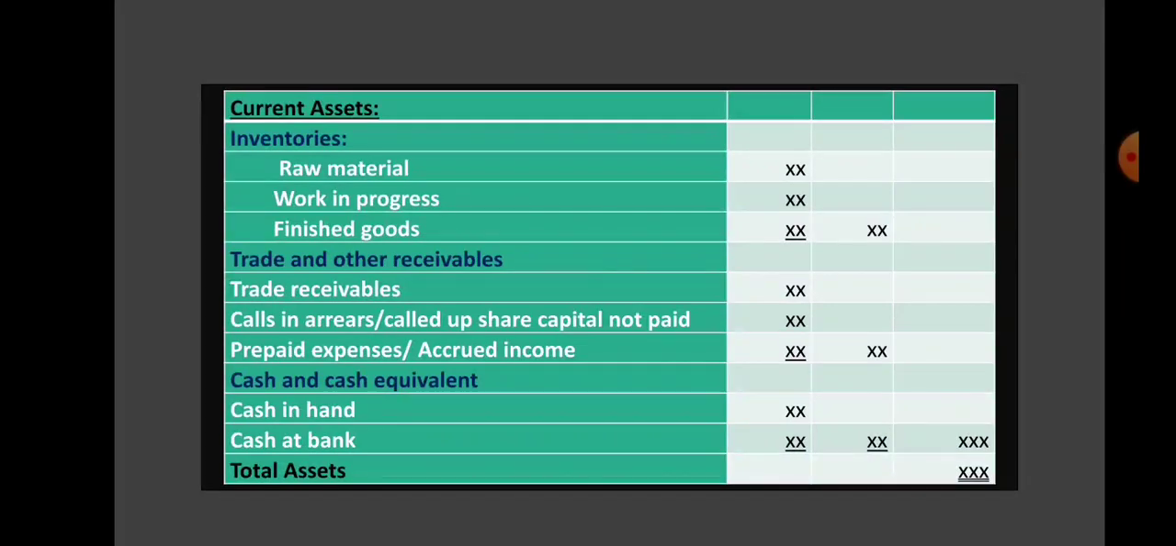And after adding all these three current assets, you will be getting the total of the current assets. And when we add the current assets to the non-current assets, we will be getting the total assets. Remember that you need to record all the headings like inventories, trade and other receivables, cash and cash equivalent, and also you have to write total assets.